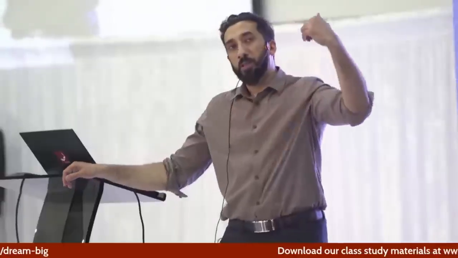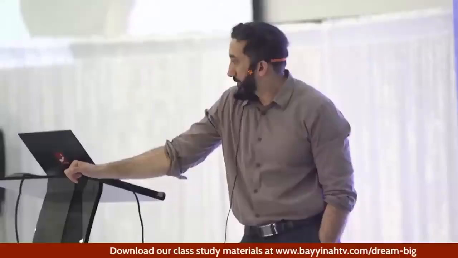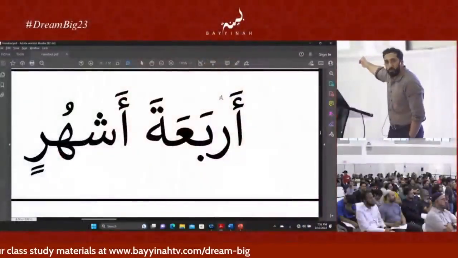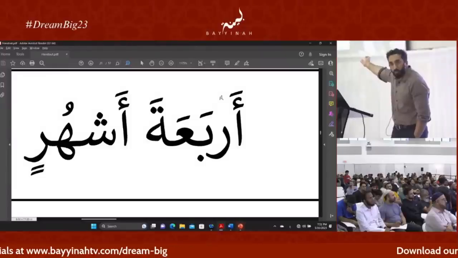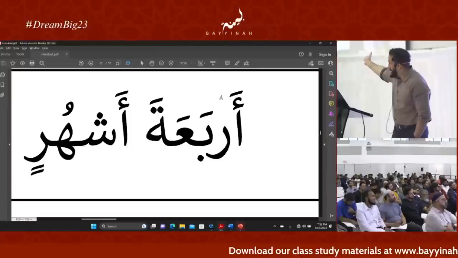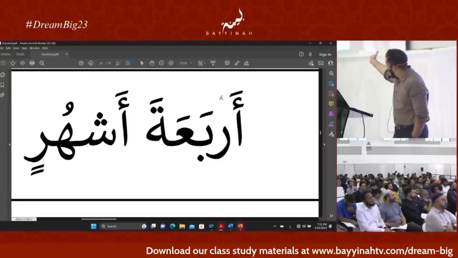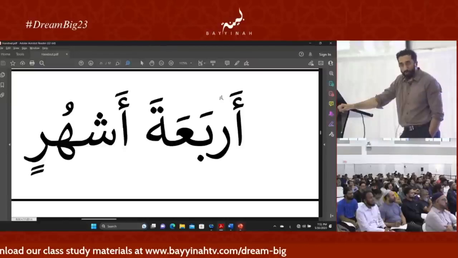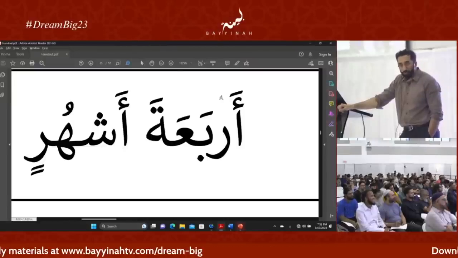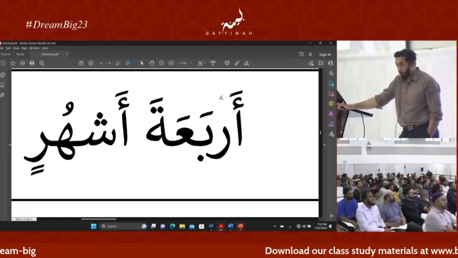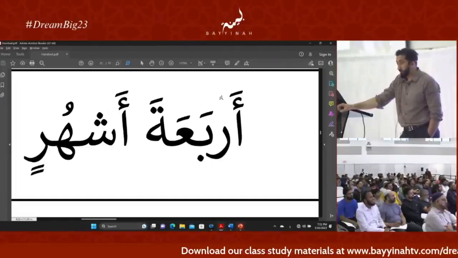Follow the process. What do you look for in a mudaf? Is it light? How's it light? It has a ta marbuta on it. How's that light? That has nothing to do with light or heavy. It's just messing with you. There's no extra end sound, so it's light. Does it have al on it? No. It's light, no al. Looks like a mudaf to me.